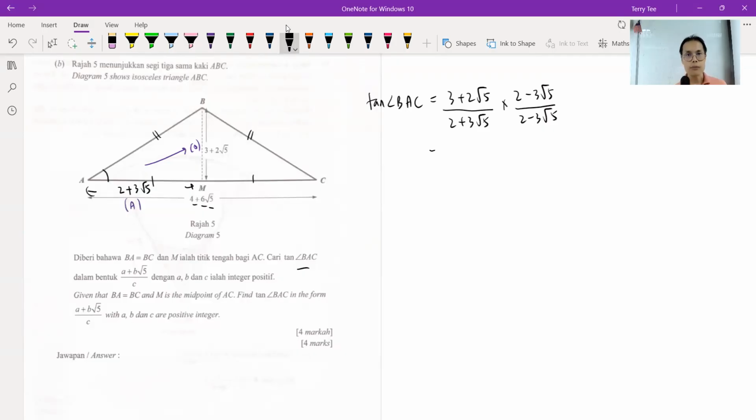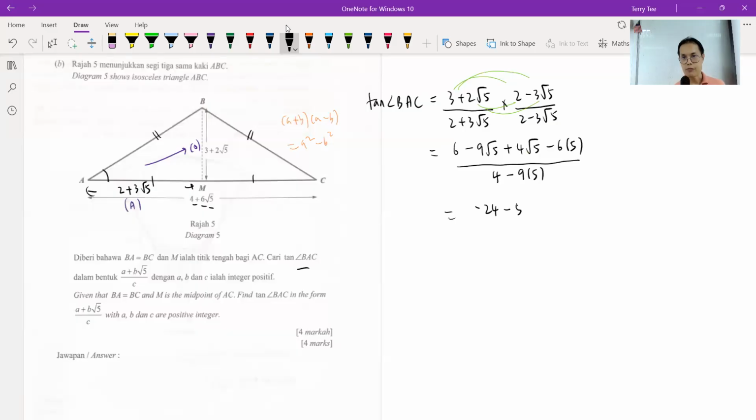Okay, so for the top part, you're going to expand one by one. 1, 2, 3, 4. Right, let me do one by one. This will be 6 minus 9 root 5 plus 4 root 5 minus 6 root 5 times root 5 is 30. For your denominator, you remember to use (a plus b)(a minus b). When you expand it, it's a squared minus b squared. So your a, 2 squared is 4, 3 root 5 squared is 9 times 5, which is 45.